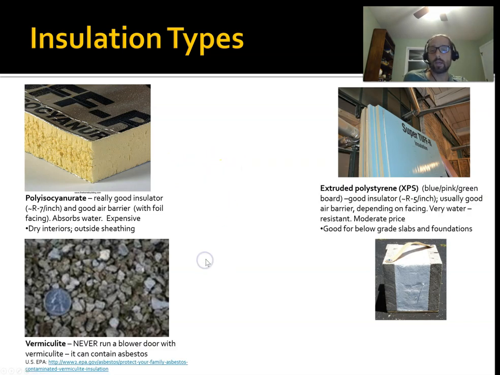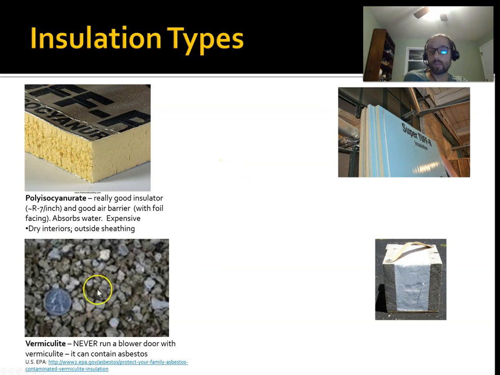Then on the bottom left, we have vermiculite. This is an old way to insulate houses. This is actually a rock, believe it or not, that they heat up and it sort of puffs up, almost like popcorn in a way. So you can see a quarter here for scale. So this is only in older buildings.